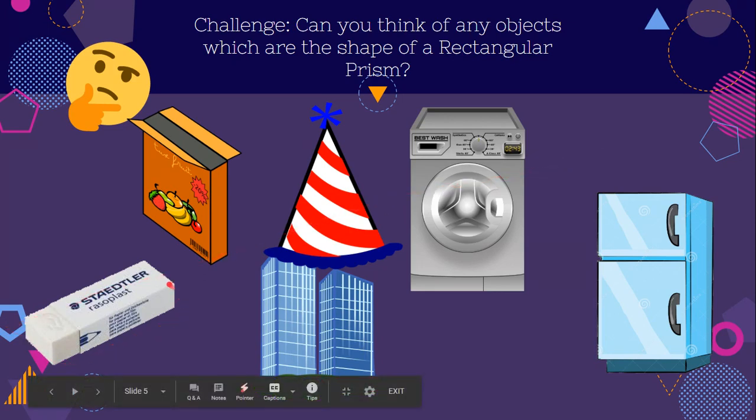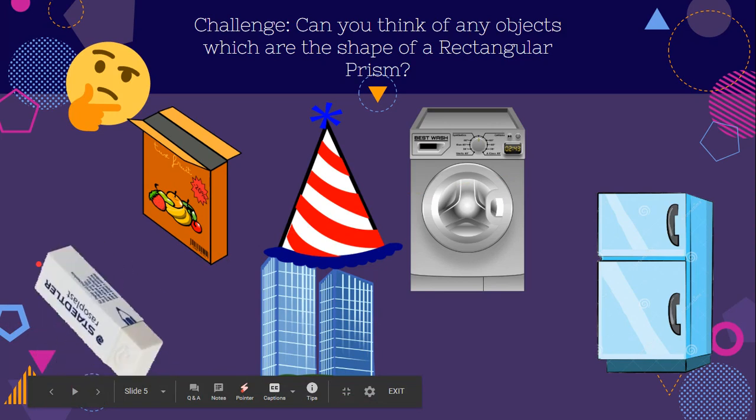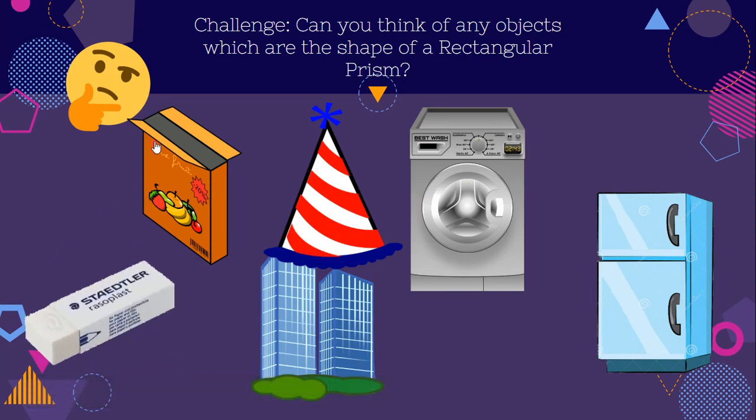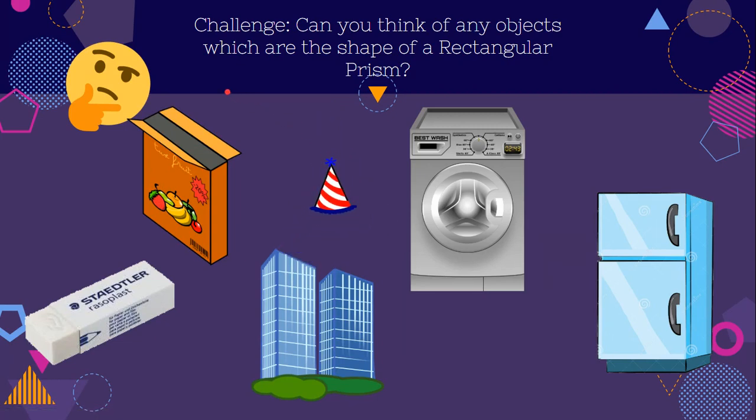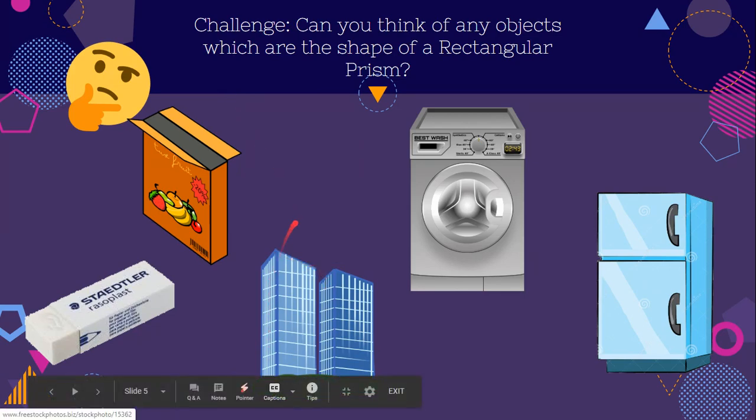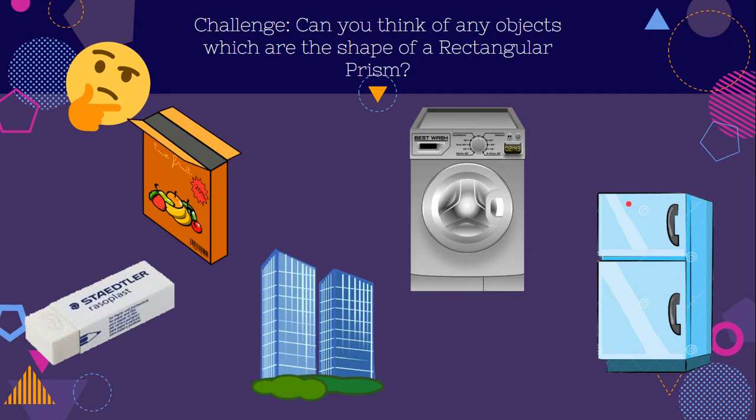Do you think the eraser has the shape of rectangular prism? Yes, it does. Do you think the cereal box has the shape of rectangular prism? Yes, of course it does. Do you think that party hat has the shape of rectangular prism? No, it doesn't. Bye bye, party hat. Do you think these buildings? Yes, of course they do. What about the washing machine? Yes. And what about the fridge? Yes, it does.